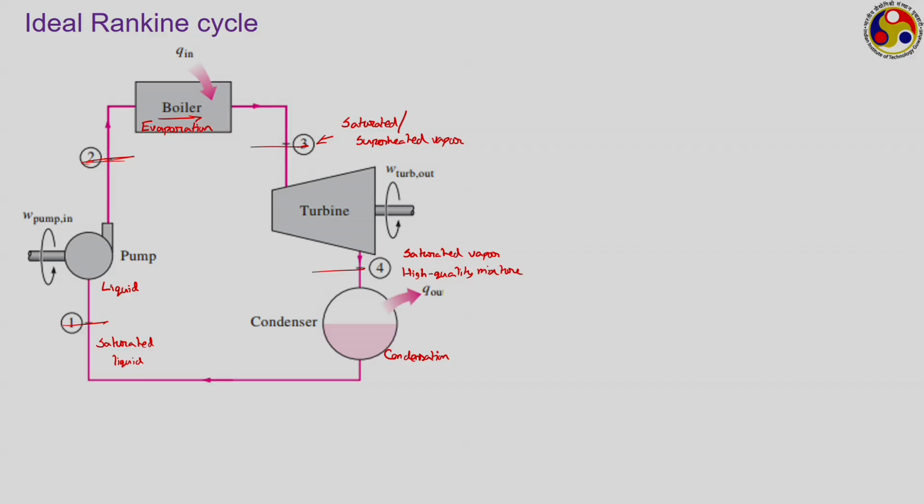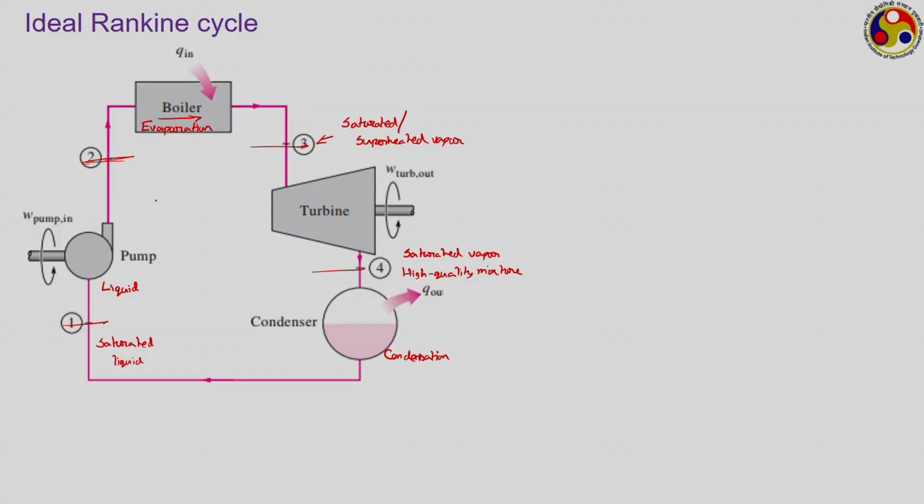Now, look here, the work input is given to the pump, but here work is done on a liquid. So, you can expect this work input to be extremely small. However, the expansion is done in the turbine where we are using saturated or superheated vapor. So, we can expect the work output to be quite large, and therefore, the net output, that is the turbine work minus compression work or pump work, should be significant. Q in is the amount of heat that is added to the boiler.